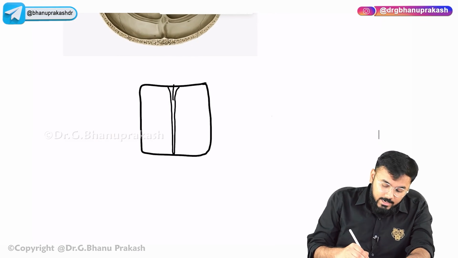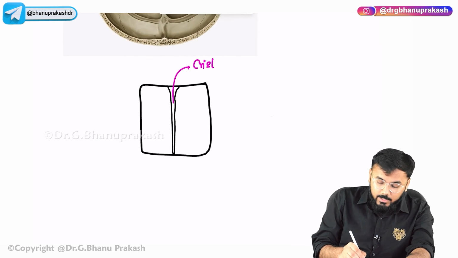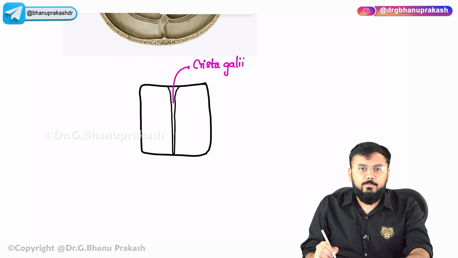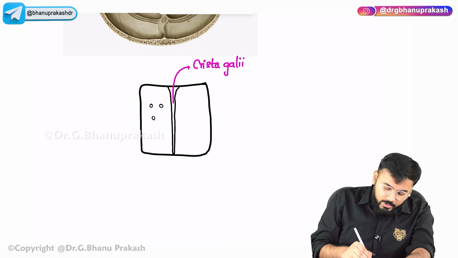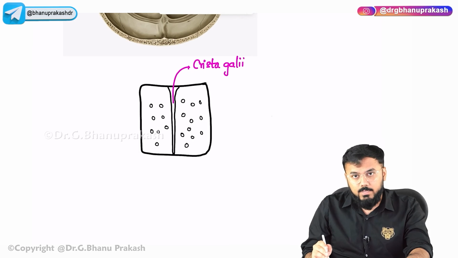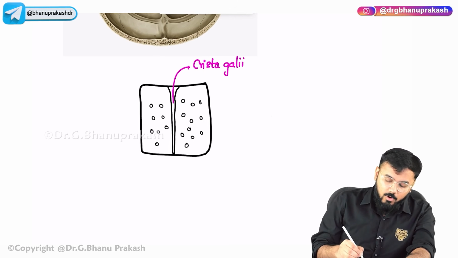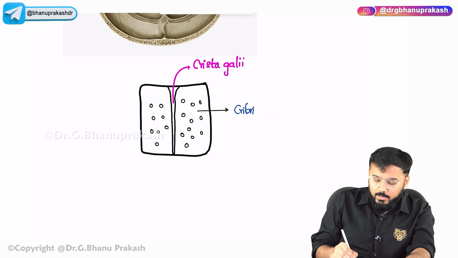This center line over here, you call it crista galli. Next, on either side of the crista galli, you have got small foramens. These small foramens that are located on either side of the crista galli are called the cribriform plate. So this is one cribriform plate and that one is another cribriform plate.